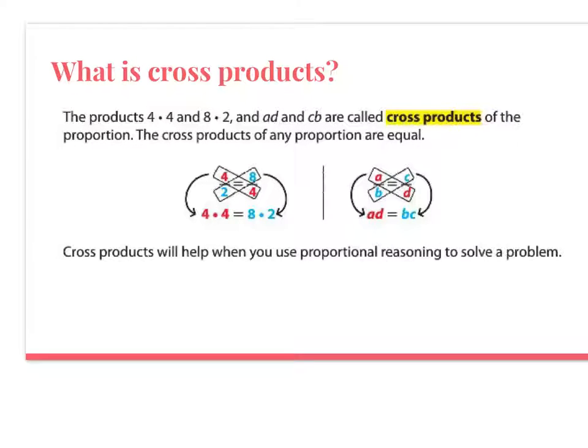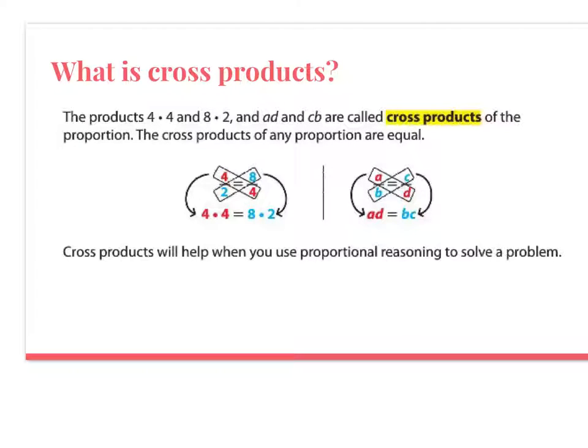What are cross products? The products of A and D, and C and B, are called the cross products of the proportion. The cross products of any proportion are equal. Cross products will help you when using proportional reasoning to solve a problem.